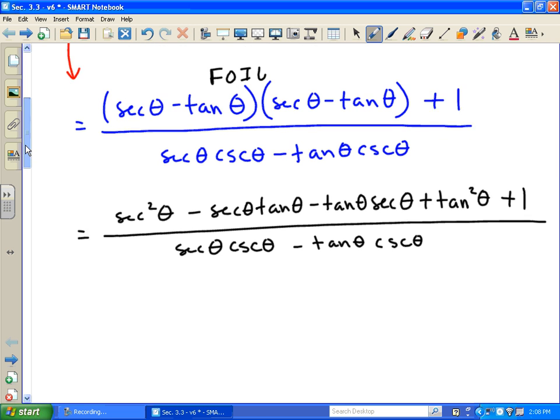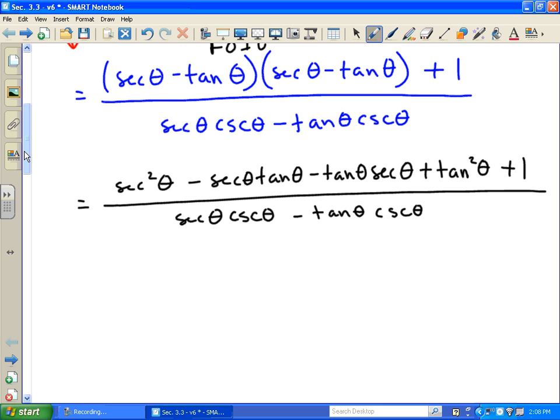One of the things that you need to do when you're proving a trig identity is make sure that you are including the argument for that trig function. In other words, the argument in this case is theta. I don't want to just say secant squared. I need to say secant squared of theta, and be sure to write all my arguments in my expression.